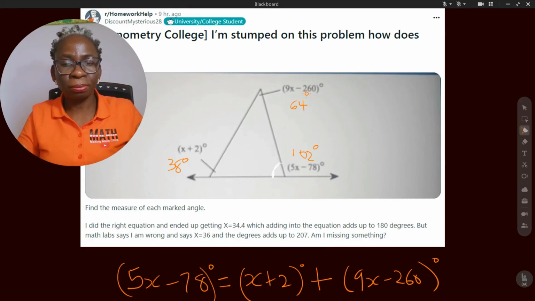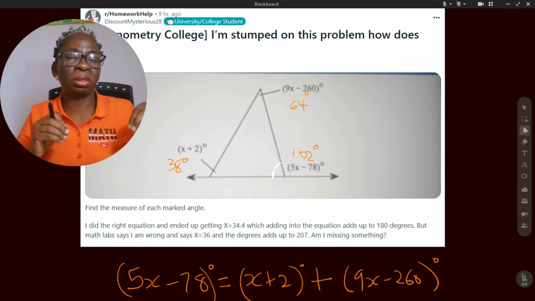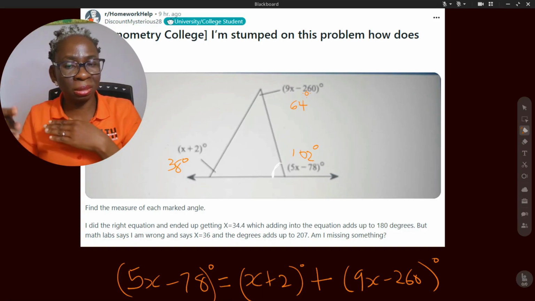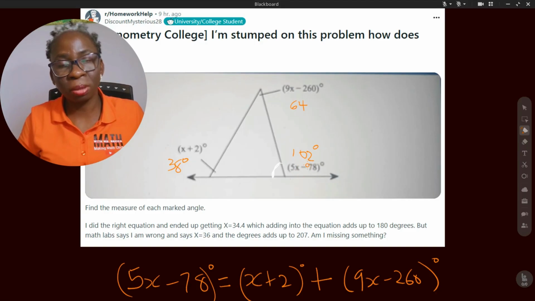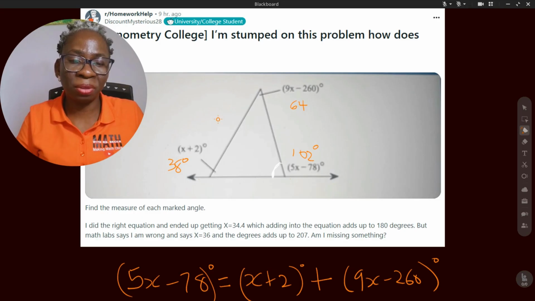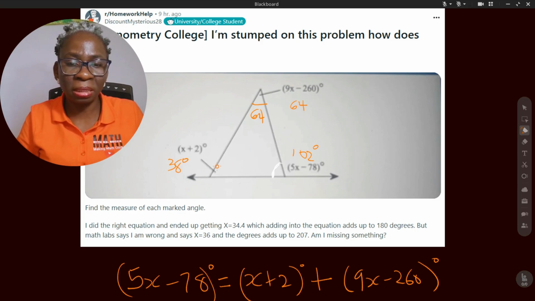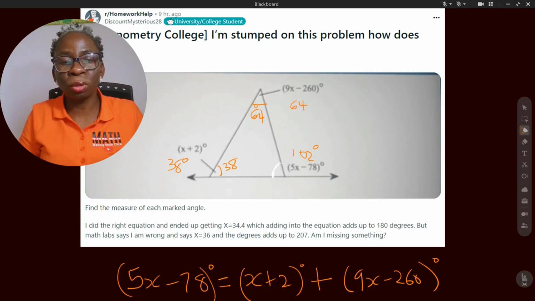To be sure that you got the correct answer, we can now check. Don't forget the theorem we use. The exterior angle is equal to the sum of the opposite interior angles. This is the exterior angle, 102. Let's add the opposite interior angles. We have 38 and 64. The 64 is for this angle, and 38 is for this angle. Don't forget, this must be equal to the sum of these.